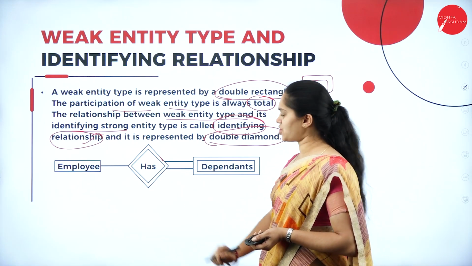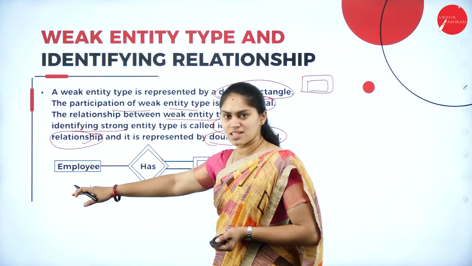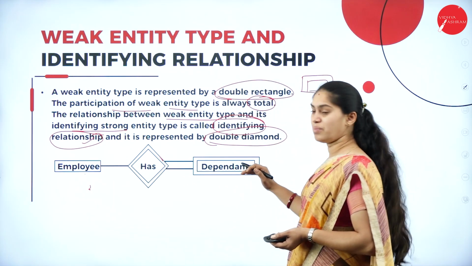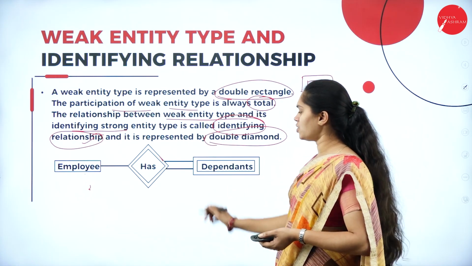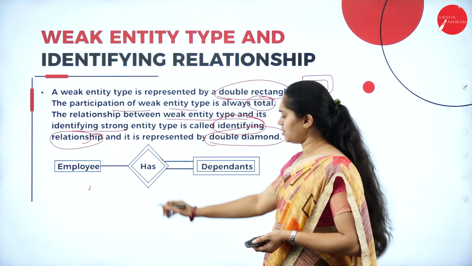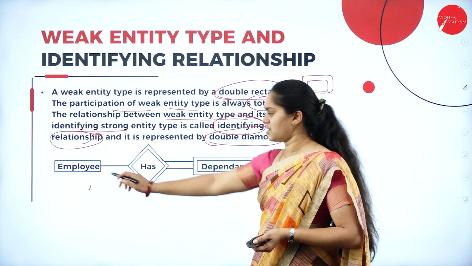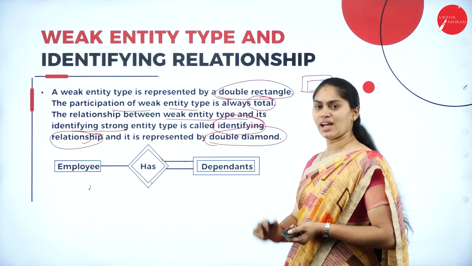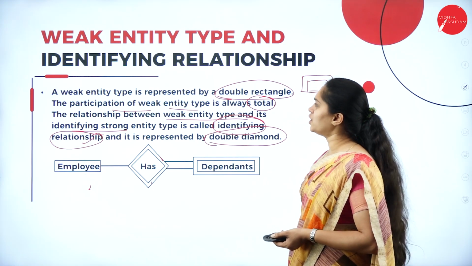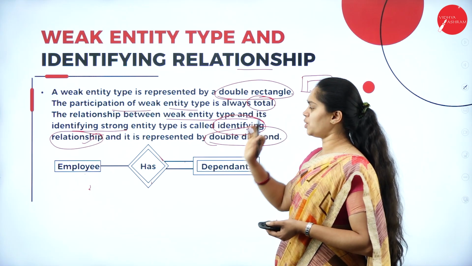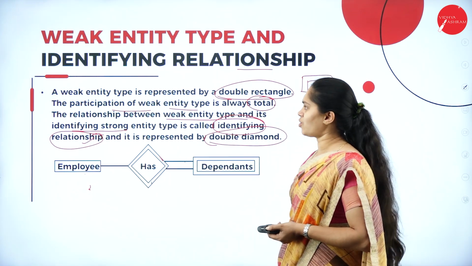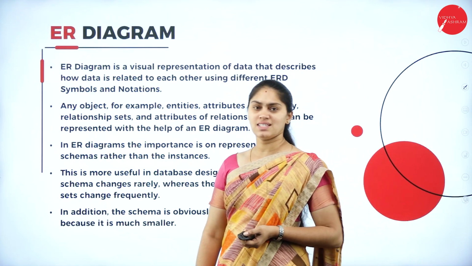Here, employee is a strong entity. Employee has dependents, which can be parents, children or spouse, like that. So this is total participation, this is the identifying relationship, this is the strong entity, and this is the weak entity. It's all regarding the weak entity type and how we identify a relationship between the weak as well as the strong entity. Next we'll see about the ER diagram.